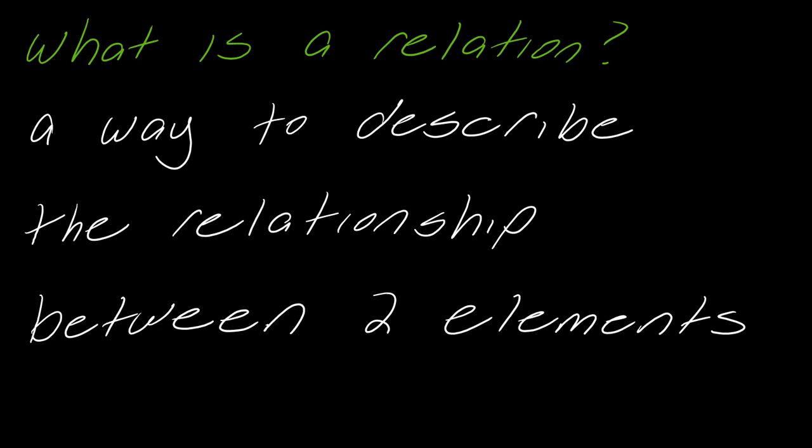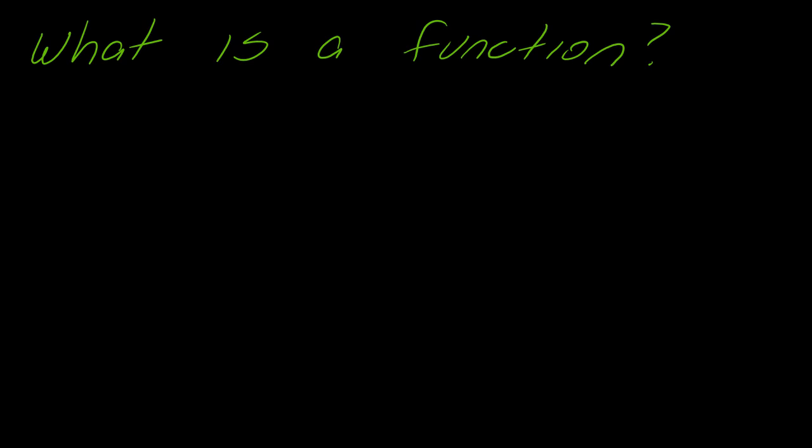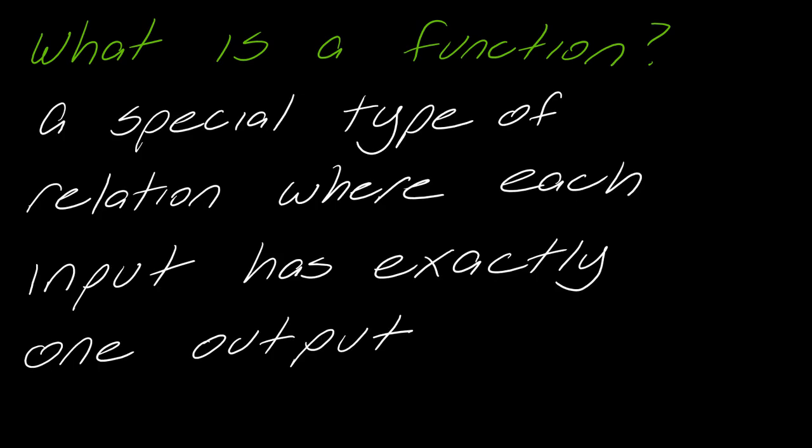So any way that you want to do it. And what a function is, it's a specific type of relation where each input has exactly one output. So a relation is any way you want to describe a relationship, and a function is when each input has one output. So it's a specific type.